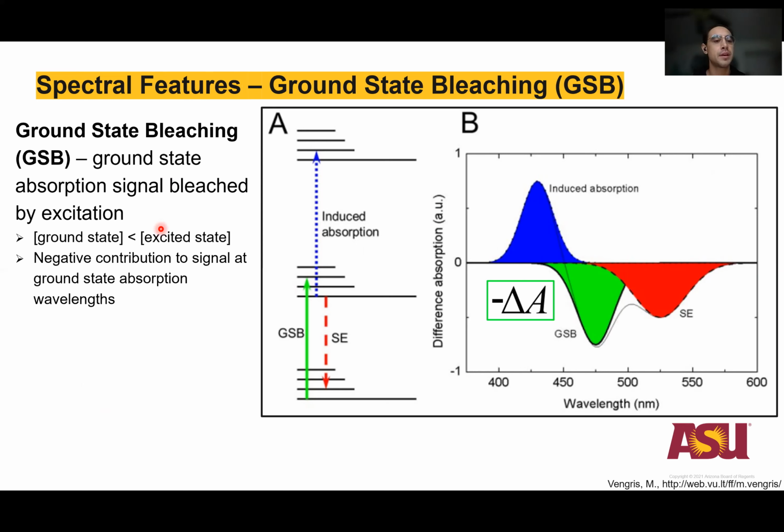So ground state bleaching is going to end up contributing negatively to your ground state absorption signal, because now the concentration of your ground state species is going to be decreasing as you begin populating the excited state. So that's shown here in this green area. Right, so we have a negative delta A for ground state bleaching.